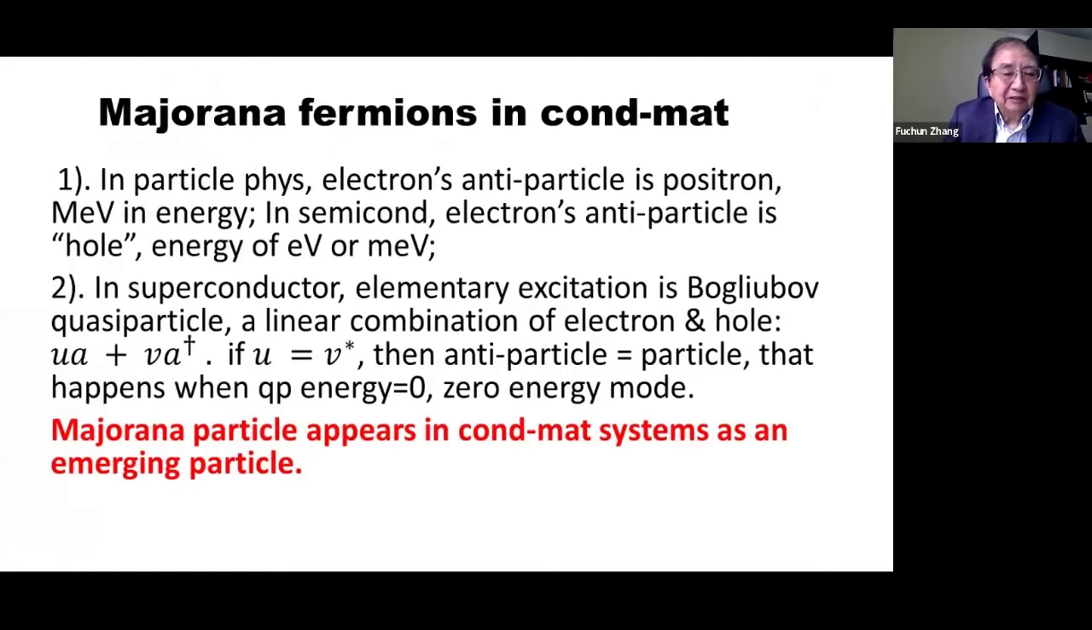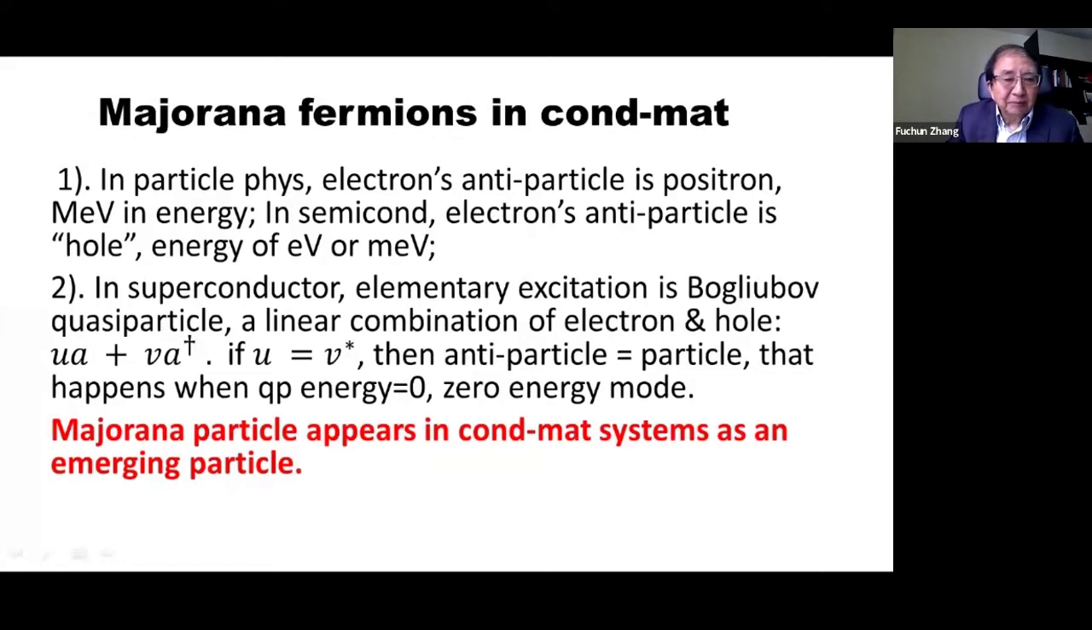Recent activity or interest in Majorana fermions has actually shifted to condensed matter physics. As we know, in particle physics, the electron's antiparticle is the positron, and the energy difference is in MeV. In condensed matter, such as in a semiconductor, the electron's antiparticle is the hole. The energy scale is eV or 10 to the minus 3 eV.